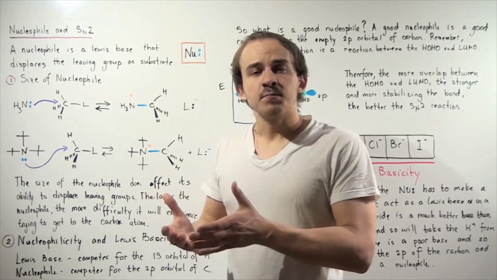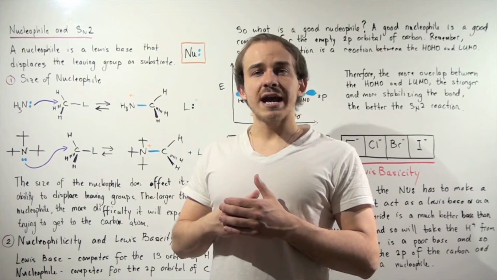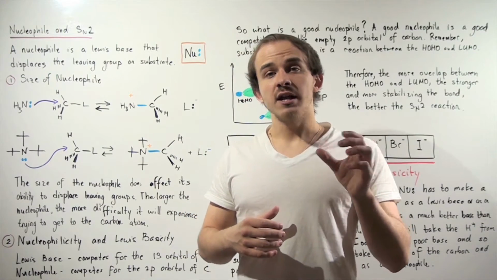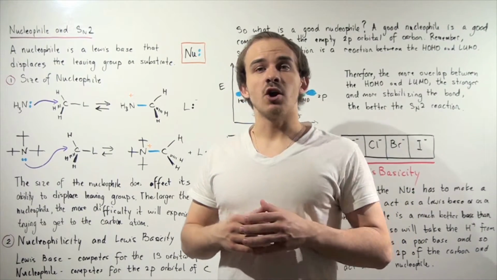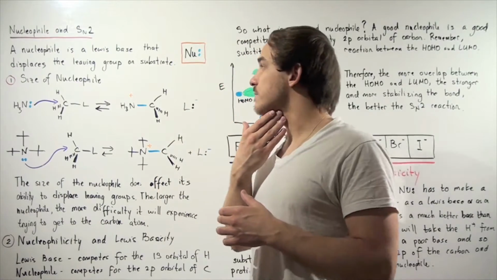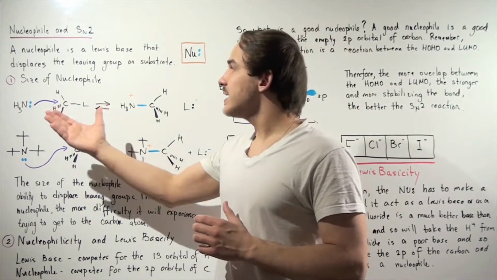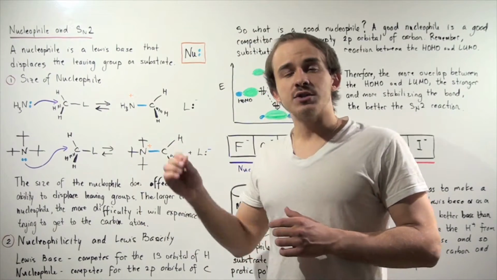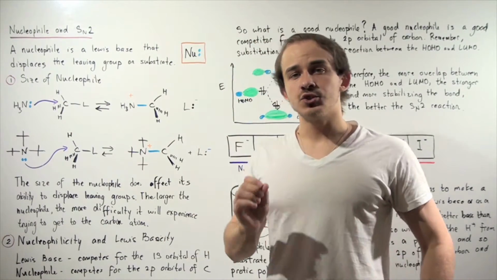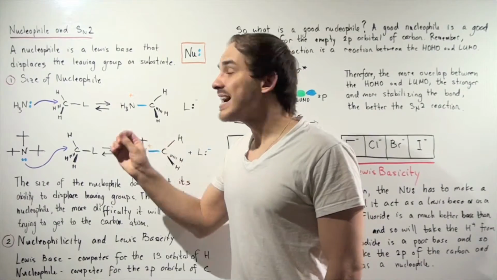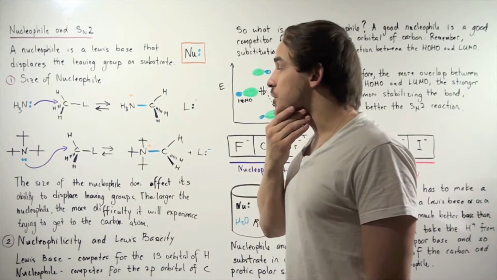Now, in an earlier lecture, we spoke about the size of the substrate, and we said that the larger our substrate is, the slower our SN2 reaction is, because the nucleophile finds it difficult to get to the carbon because of the large size of the substrate. Now, in this lecture, we're going to discuss the size of the nucleophile and how its structure affects its SN2 reaction. Does size matter? Well, we'll see in just a moment.